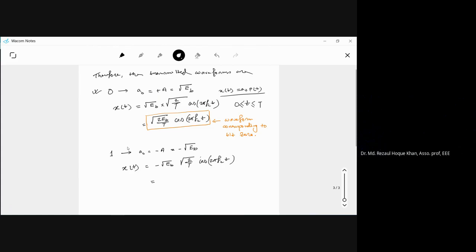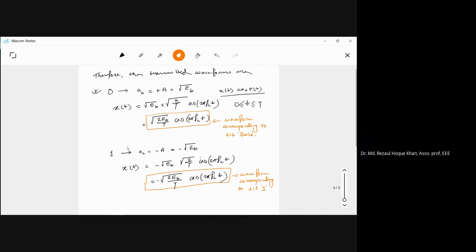which is nothing but minus square root of twice EB by T cos 2 pi FCT, which is the waveform corresponding to bit 1. So that was bit 0.